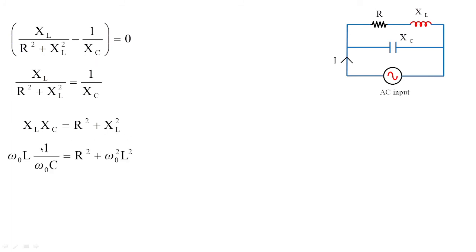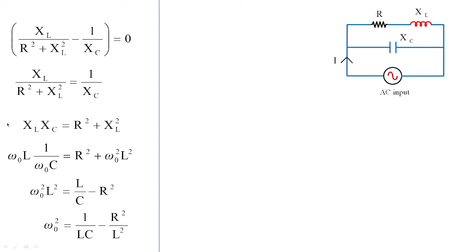So for this value, just substitute the value of inductive reactance and capacitive reactance. Under angular frequencies, these two terms will go off and XL is replaced by omega naught square L square. With this, I'm going to get omega naught square L square is equal to L by C minus R square. In fact, omega naught square is equal to 1 by LC minus R square by L square.